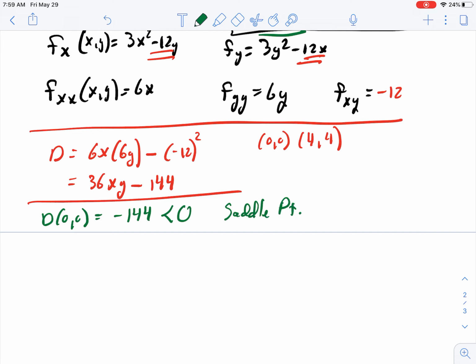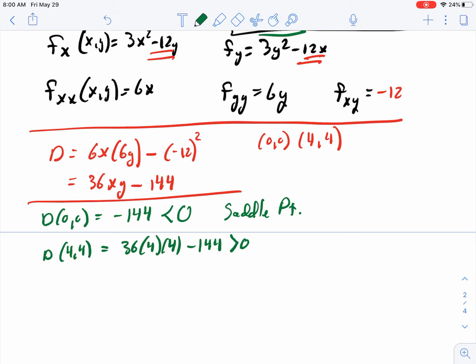Okay, so anytime the discriminant is less than 0, it's a saddle point. Okay, now let's plug in (4, 4). Now I have 36 times 4 times 4 minus 144. I do believe that's going to be greater than 0.